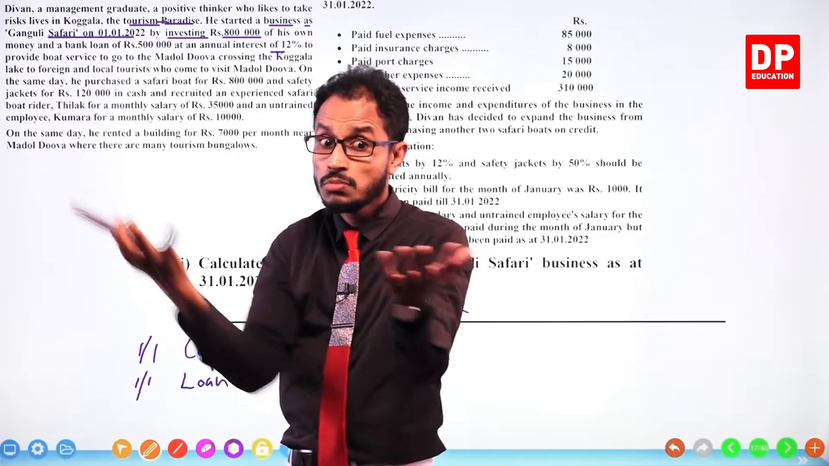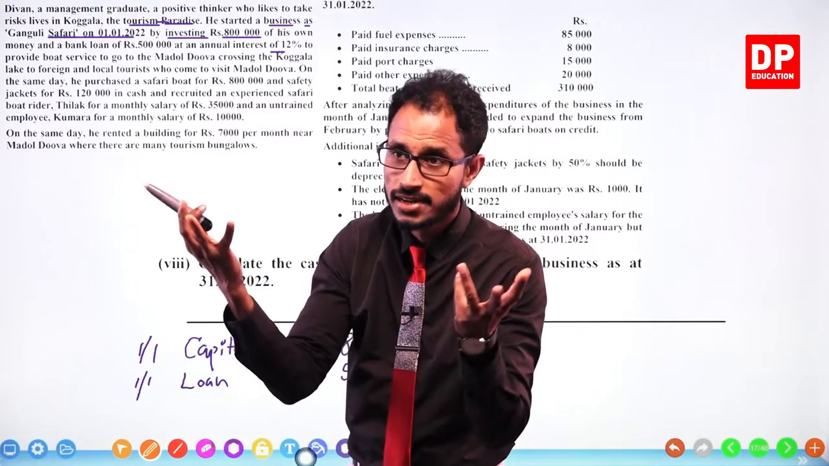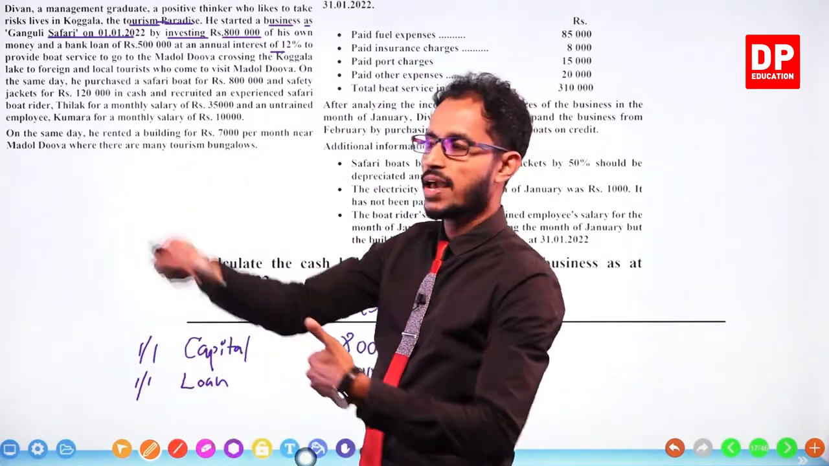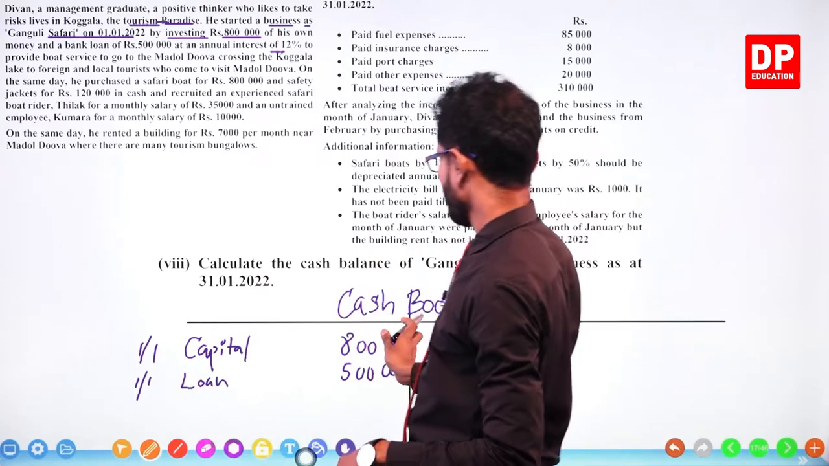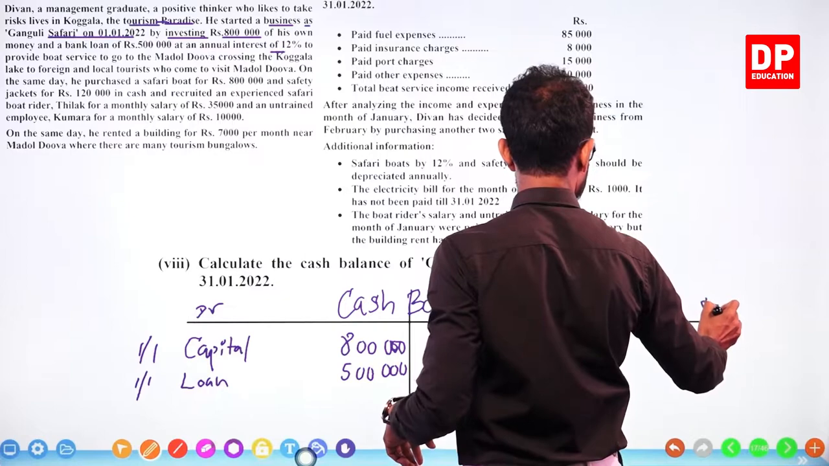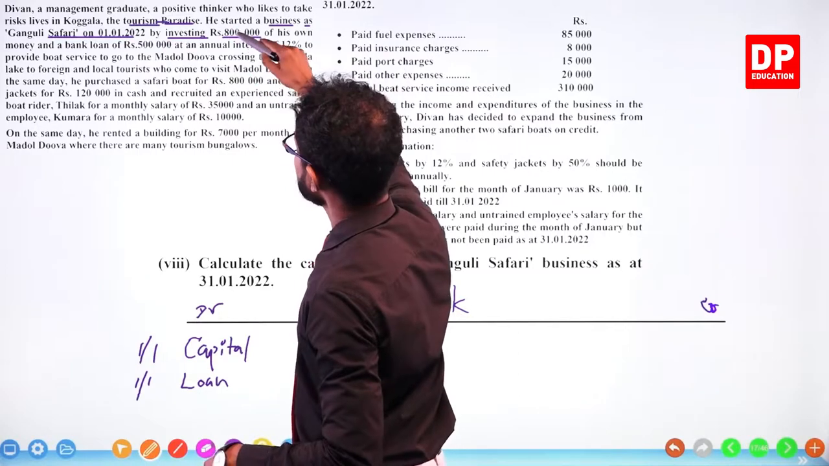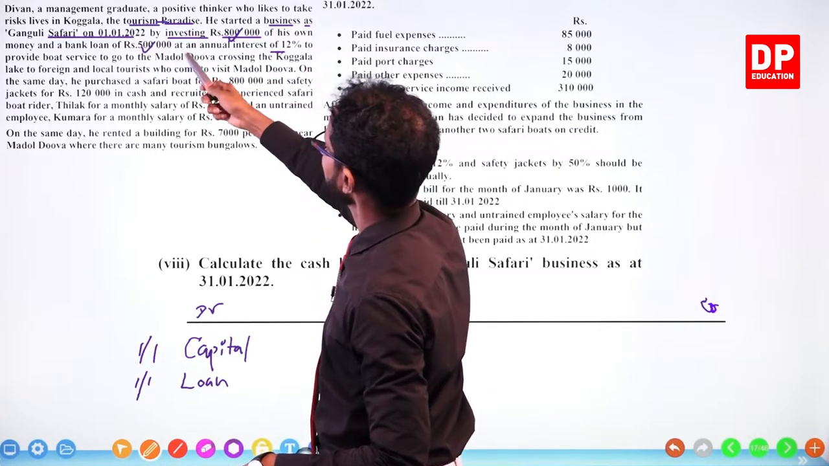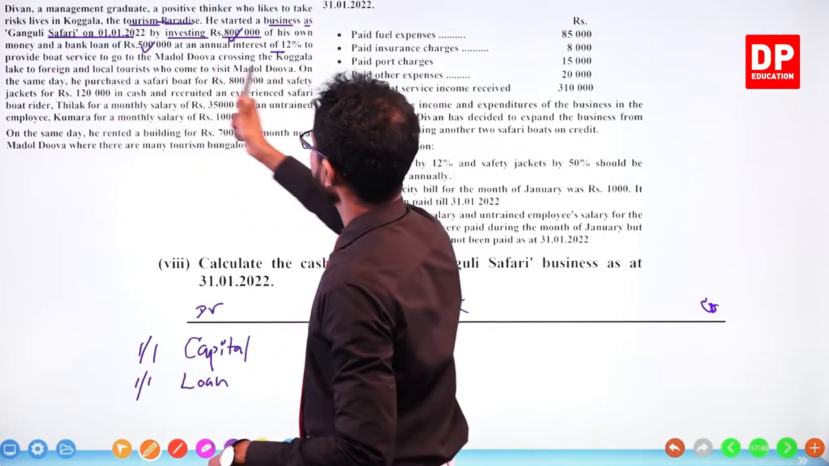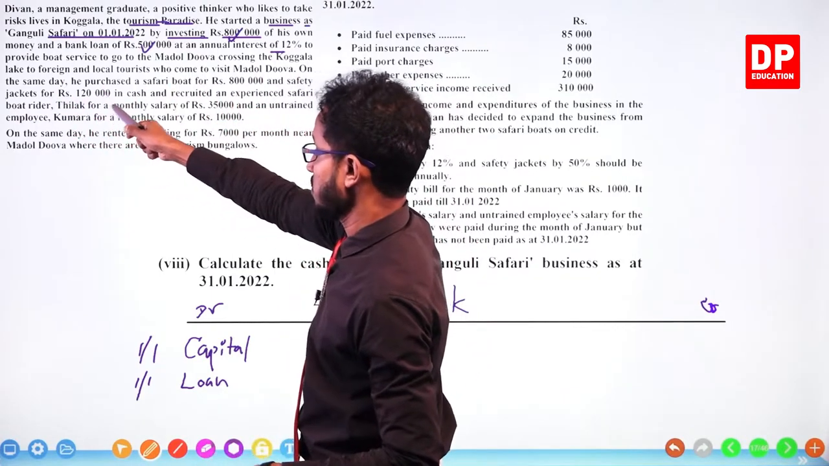Loan means what? You don't get hazelnuts and raindrops from the bank. You get cash from the bank. 500,000. So it goes to the cash book, debit side. Bank loan 500,000. So that is done, taken. Annual interest to provide both services. Model 2. On the same day, he purchased safari boat 800,000 and safety equipment 120,000 for cash.